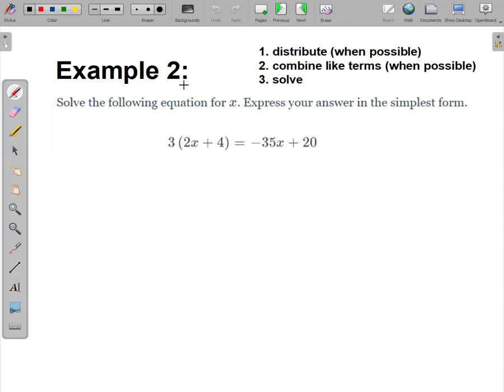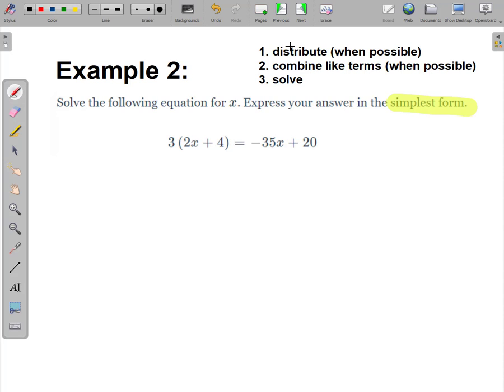Example number 2, solve the following equation for x, express your answer in simplest form. Please watch out for whenever it says simplest form. Typically you'll end up with a fraction or something, and the fraction needs to be simplified. So this trips up a lot of kids.